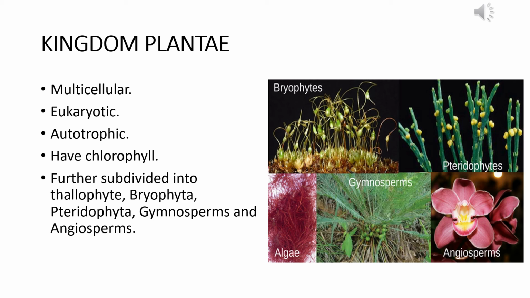Then the kingdom we are here with is kingdom Plantae, and kingdom Plantae contains the plants which are multicellular, eukaryotic, autotrophic, because they have chlorophyll. So they are multicellular plants and they are very developed plants. And kingdom Plantae is further subdivided into thallophyte, bryophyte, pteridophyte, gymnosperms and angiosperms. Thallophytes are the algae, moss are the bryophytes, ferns are the pteridophytes, gymnosperms are the pine, cedar, etc. and angiosperms are the flowering plants.